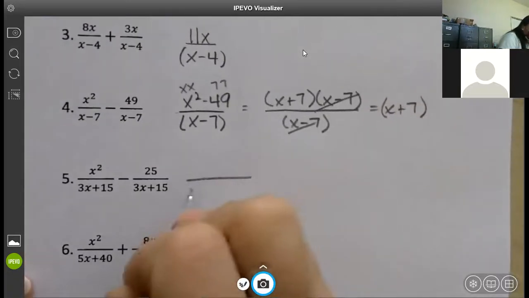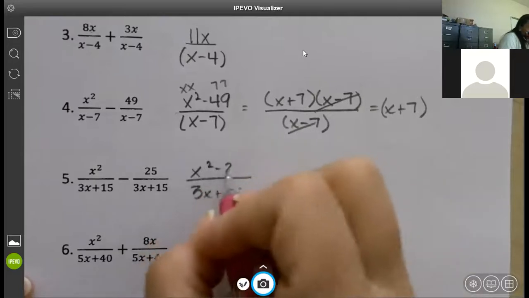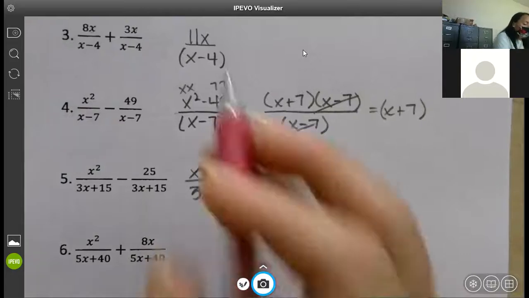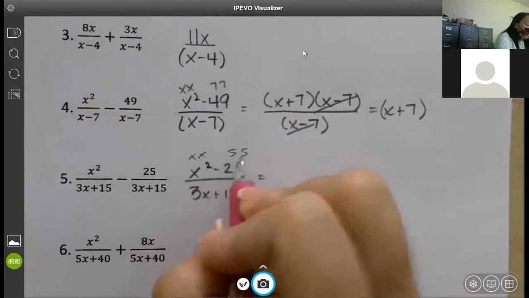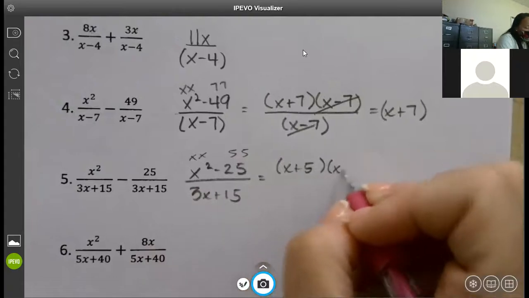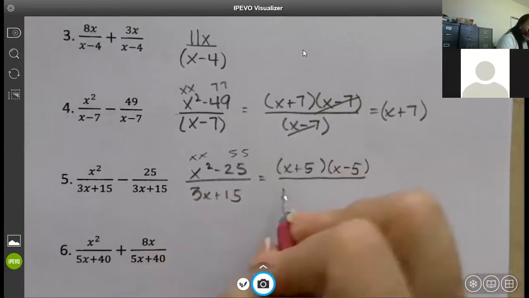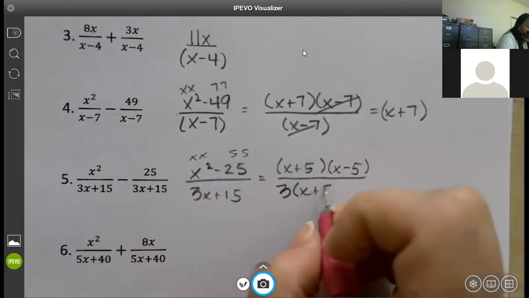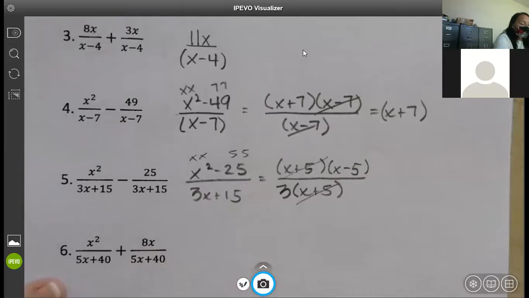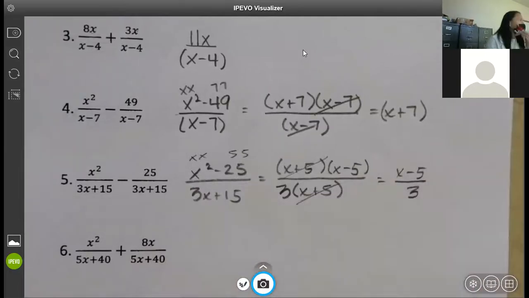Same thing here on the bottom, 3x plus 15. On the top, squish it together, x squared minus 25. We're going to factor both. These are perfect squares because it's pairs and shares. So on the top, x plus 5, x minus 5. Doesn't matter which order you put it in. On the bottom, we do have a GCF of 3, which leaves me with x plus 5. Mark out the same on the top and the bottom, and you're left with x minus 5 over 3.